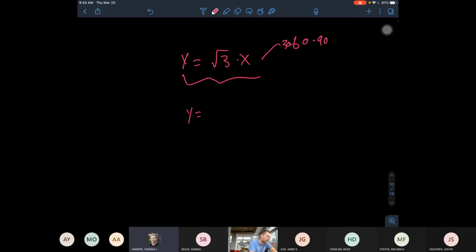And if we have instead something like y is equal to x, then this is telling us the side lengths are the same, so this is a 45, 45, 90 triangle. Or if we had y is equal to x divided by the square root of 3, this is again telling us this is a 30, 60, 90 triangle. And so on and so forth.